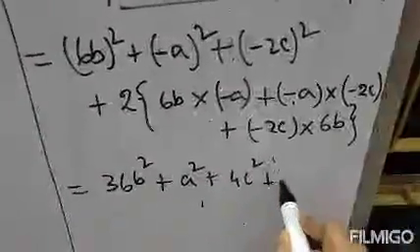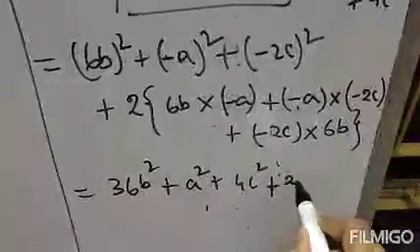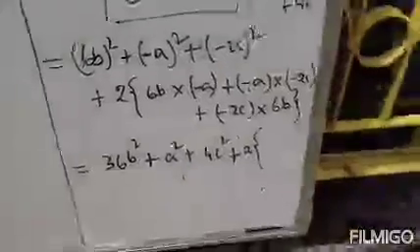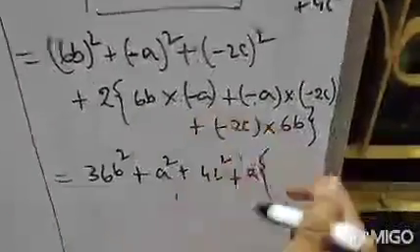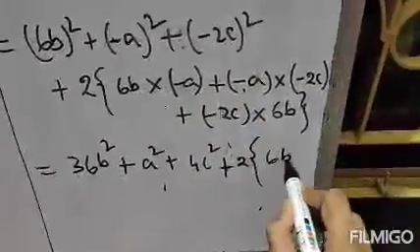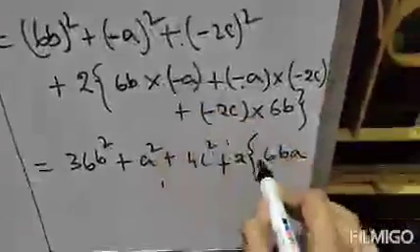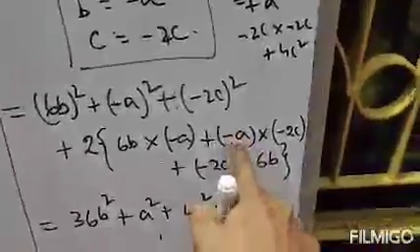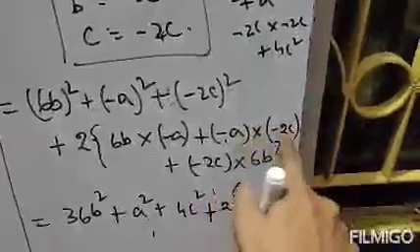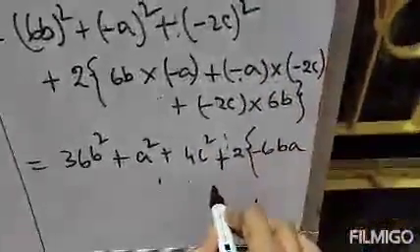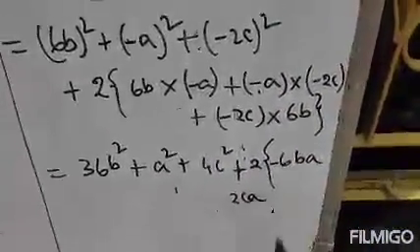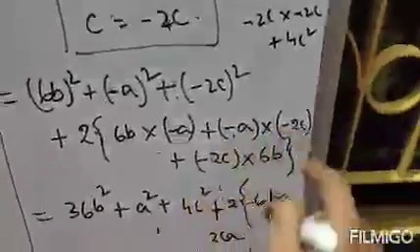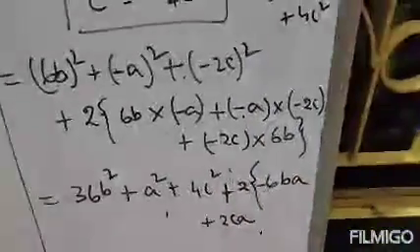Plus 2, let's multiply this, that means 6b into a, that means 6ba, and there is a minus sign, that means minus sign will be there. Clear? Next, a and 2c, if you multiply a and 2c, this will be 2ca. Clear? And minus minus gets plus, so this is plus.